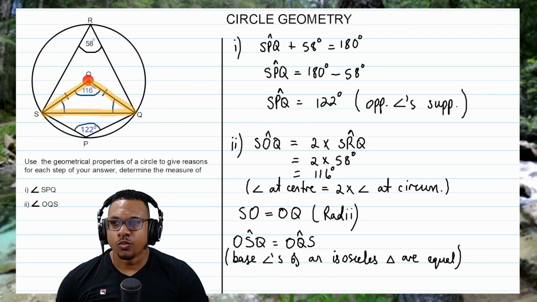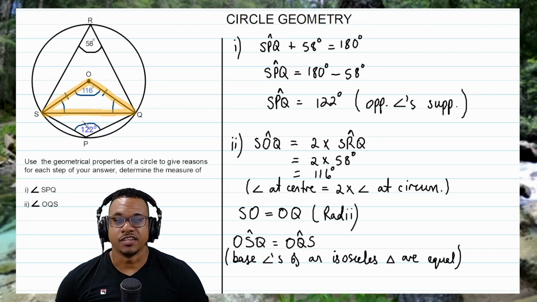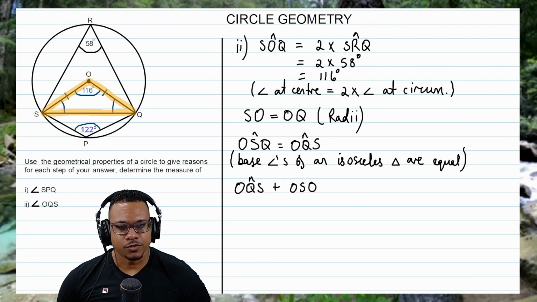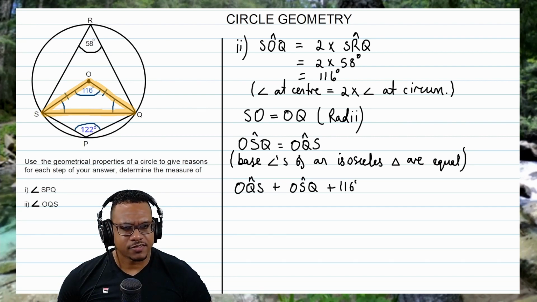So now angle OSQ, which is this angle here, plus angle SQO, which is this angle here, plus this 116 degrees, must add up to 180 degrees because the sum of the interior angles of a triangle is 180 degrees. So I'll write angle OQS, which is this angle here, plus angle OSQ, which is this angle here, plus the 116 degrees is equal to 180 degrees.